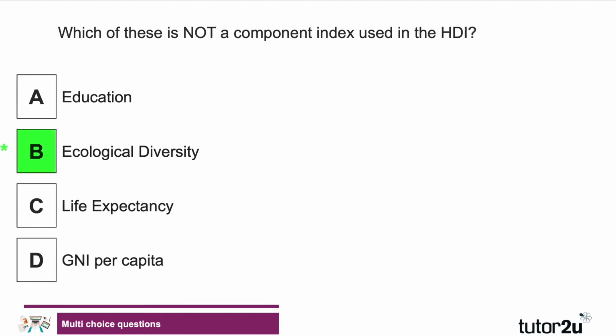The answer is, Jim, it's B, ecological diversity. Maybe it should be. Of course, it's a 1/3 weighting for education, life expectancy, and GNI per capita. But perhaps ecological diversity should be in there, particularly if you've read Kate Raworth's brilliant book, Donut Economics. There we go, 4 multiple choice questions to kick us off in this first session. So I'm now going to hand over to Kathy for the next activity, which I think, Kathy, is the bubble quiz. It is the bubble quiz.